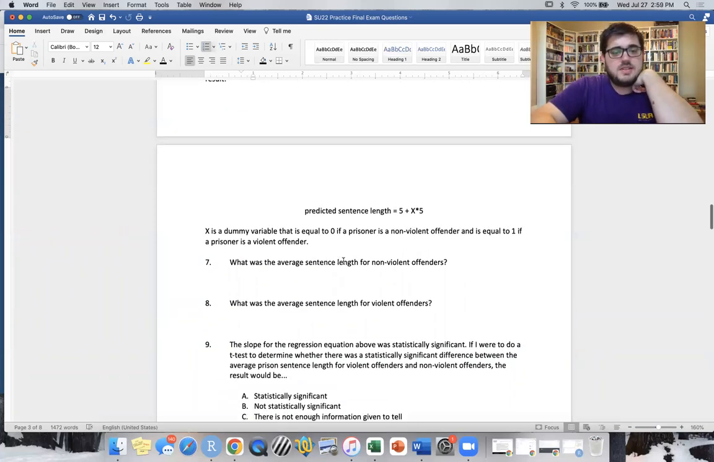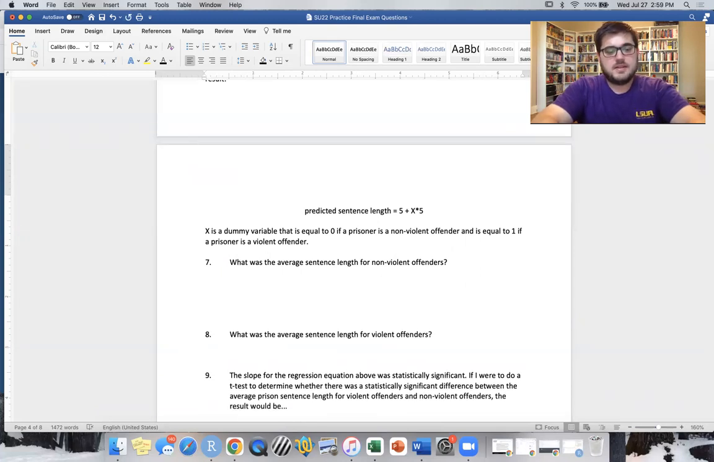What was the average sentence length for non-violent offenders? Let's see, non-violent offenders. So the predicted sentence length would be 5 plus x times 5. What does x equal? If they are non-violent, then it's equal to 1. No, equal to 0 if they're non-violent. It's 1 if they are violent. It's non-violent, so x equals 1. 5 plus 1 times 5 is basically just 5 plus 5, because anything times 1 is itself. So we're going to predict 10 years.